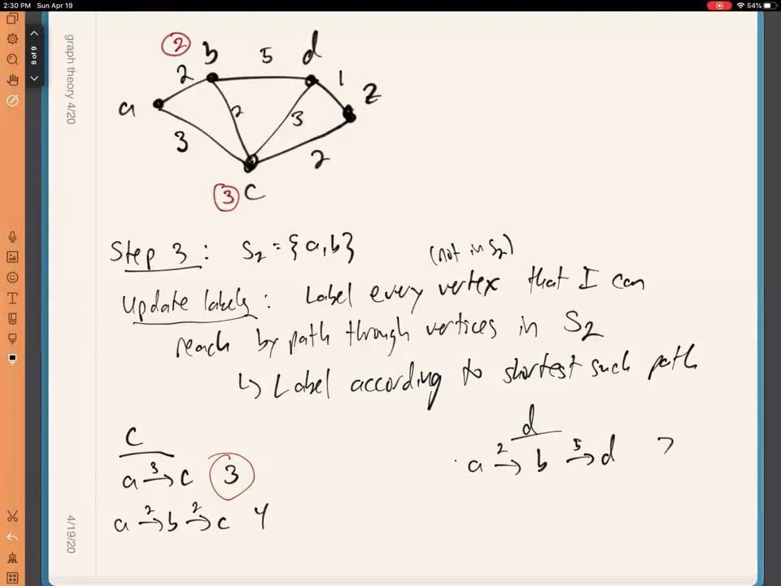There's also another option, right? I can get to D from C. Right, and if I go from A to C to D, well, that would cost me 6. However, I'm not allowed to look at this path, right? Because we only want to look at paths through S2, right? So in fact, I'm going to erase that, and right, this is the only option, right?